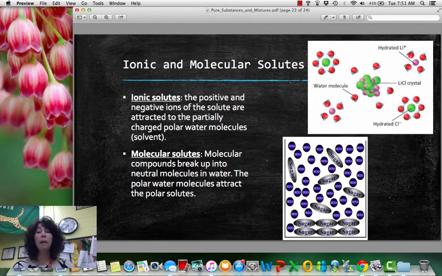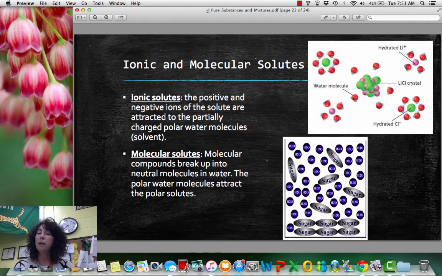Now, when we're talking about solutes, or what's being dissolved, we know that we create different types of bonds. We have ionic and covalent, or molecular, bonds. If we're talking about an ionic solute, like sodium chloride, the positive and negative ions are attracted to the polar part of the water molecule. We talked about how polar molecules have a positive end and a negative end. Water is a polar molecule, and so the sodium and the chlorine, the positive and the negative, get attracted to that.